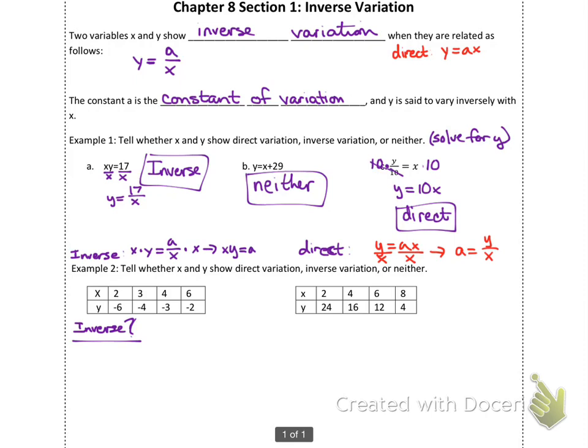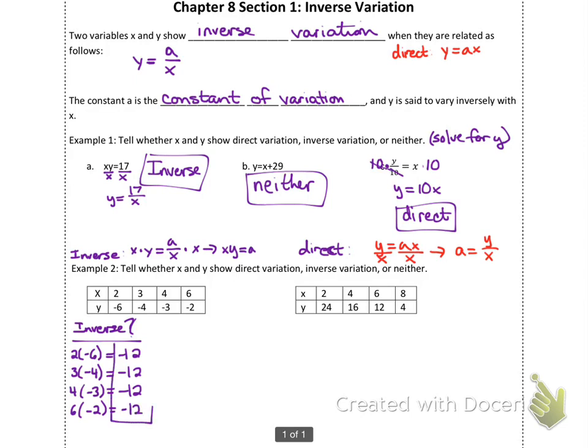So let's try it. We have x times y, 2 times negative 6. Well, that's negative 12. What about the next pair? 3 times negative 4 is negative 12. We're good so far, but we actually have to try every single one. So 4 times negative 3 is negative 12, and 6 times negative 2 is negative 12.